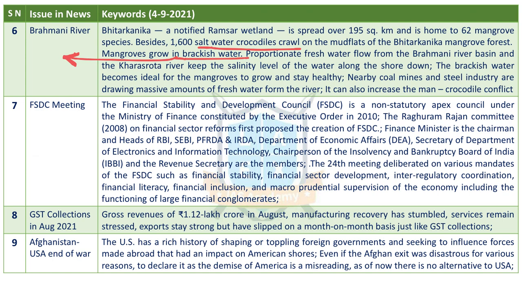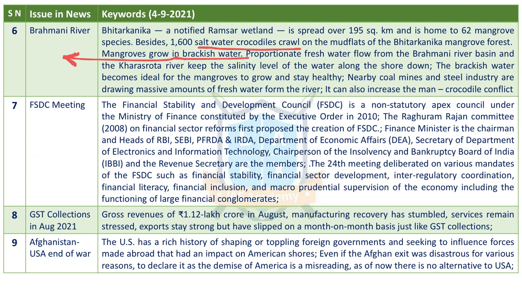So a proportionate freshwater flow would be there from the Brahmani River basin. In this context, the salt levels from the seashore are balanced. But now what is happening? Brackish water is ideal. But what if the salinity of the brackish water increases?